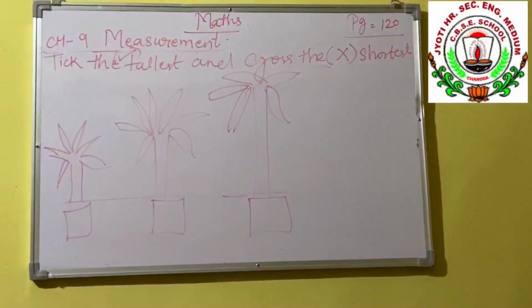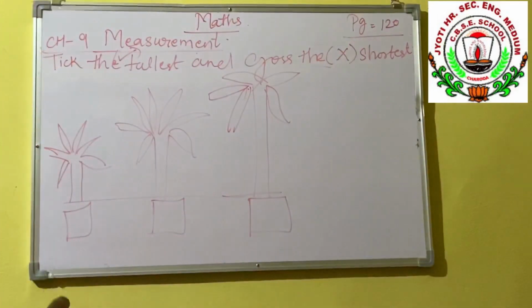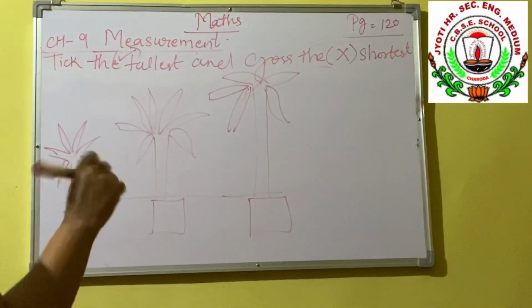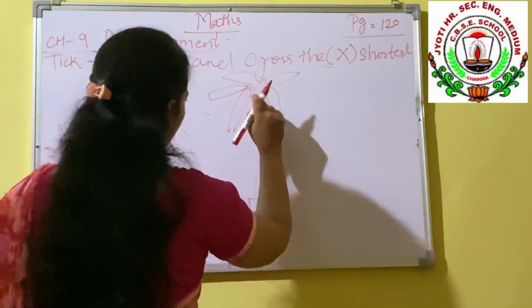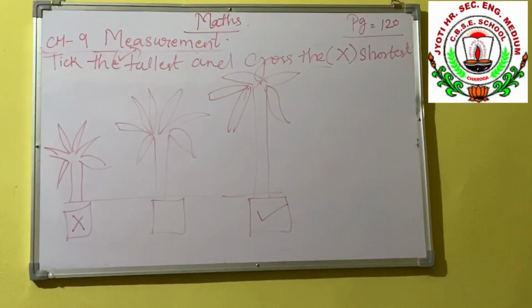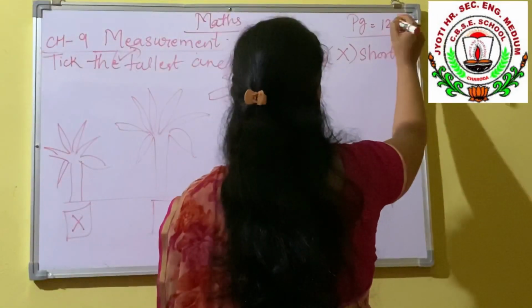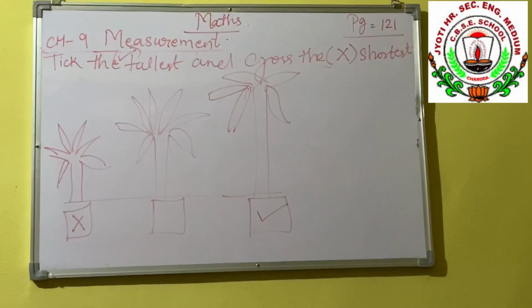So here, which one is shortest and which one is tallest? Here, given over there, we have to cross the shortest one. जो छोटा है उसके लिए क्रॉस करेंगे और जो लंबा है उसके लिए राइट करेंगे. So this one is smallest, so we will do cross sign, and this one is tallest, we will do the right sign over here. So this is page number 121. Okay, I am taking only one example from each question, because we are doing revision of this chapter, that's why.